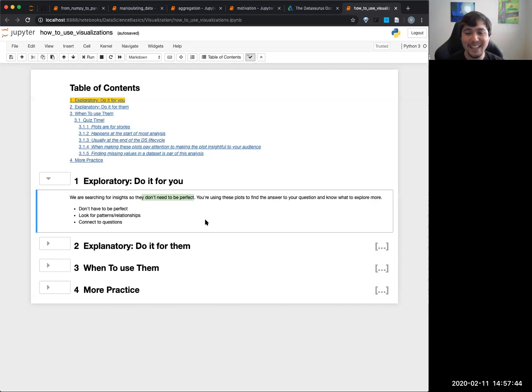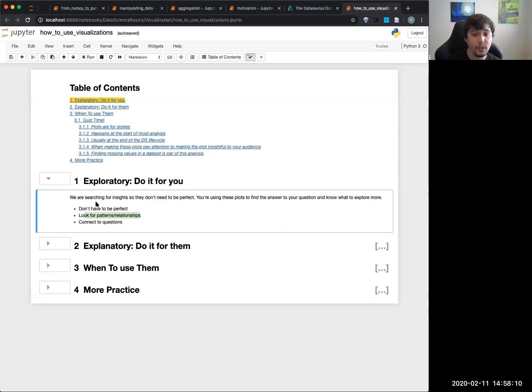But anyway, the main thing is that when you're doing this exploratory work, you can break these rules. You don't have to label axes. You don't have to make it perfect. The important part is to gain enough information to understand what's going on. The main things you're looking for are patterns and relationships. You're using it to connect to questions. You're asking questions and using exploratory visualizations to answer some of those questions or your suspicions. For example, if you have a data source like Rex or something like that.